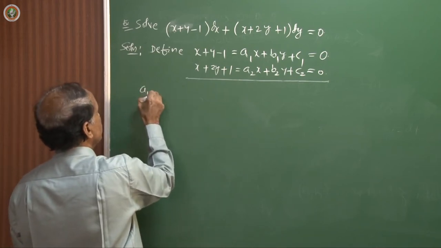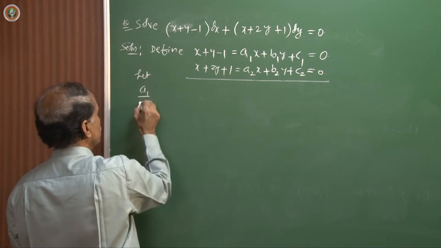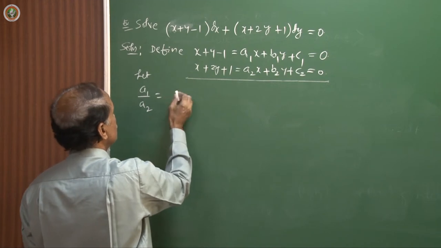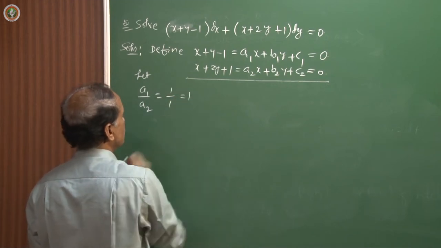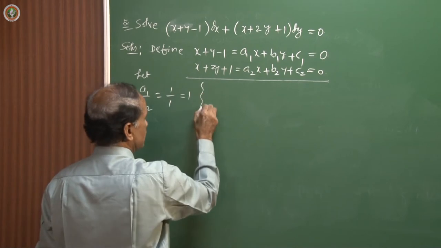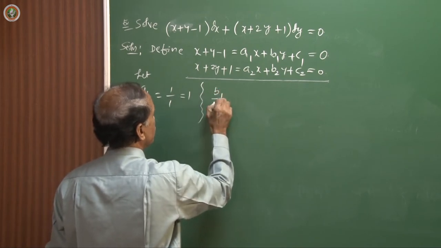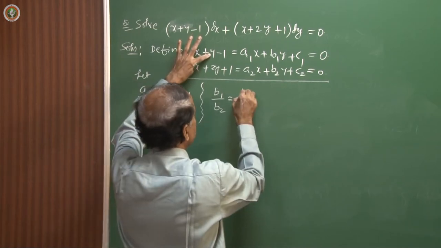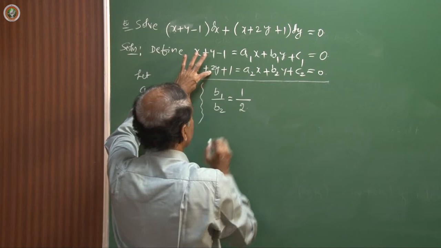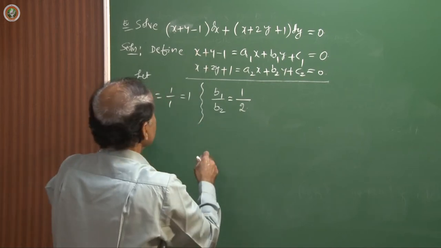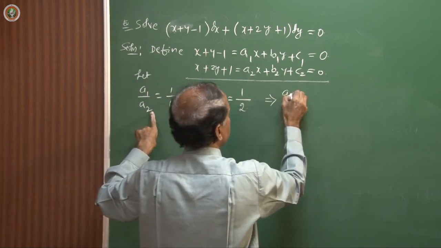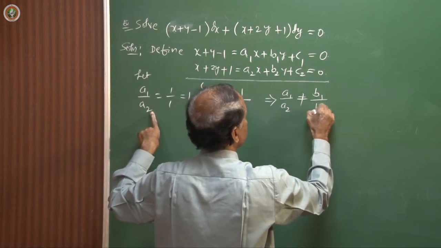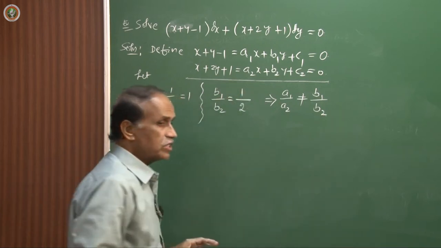Okay, here a1 by a2, what is the answer? Because a1 is 1 and a2 is also 1, 1 divided by 1 is equal to 1. Another case, b1 divided by b2. So, b1 is 1 and b2 is 2. Therefore, here it is very clear. This implies a1 divided by a2 is not equal to b1 divided by b2. Then what is your conclusion?